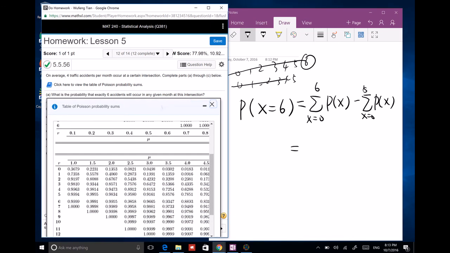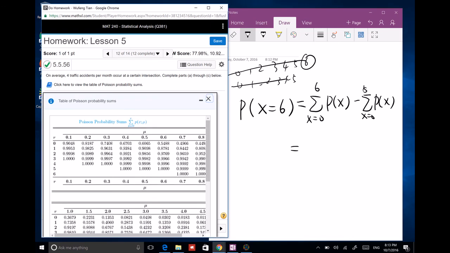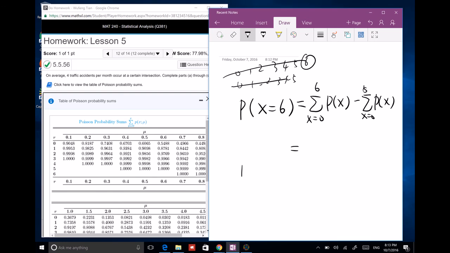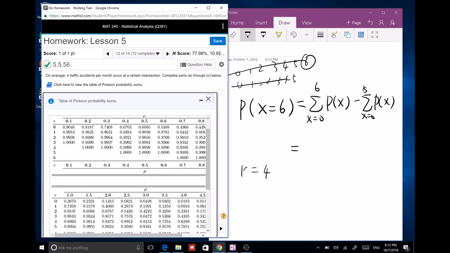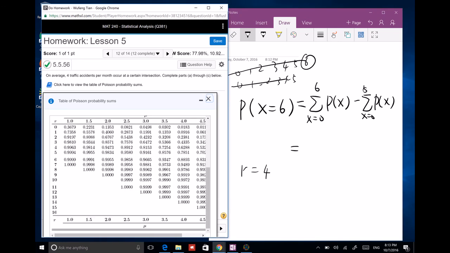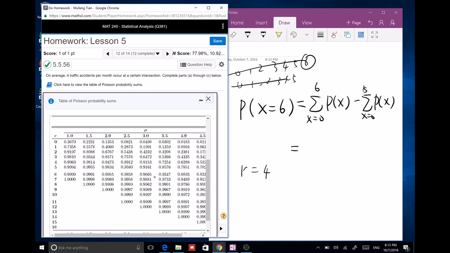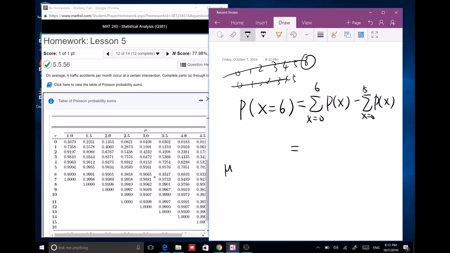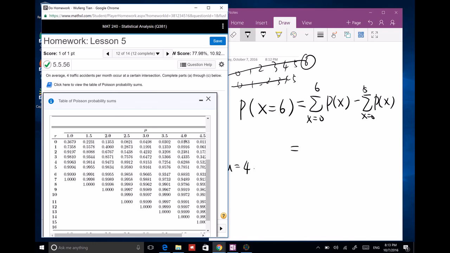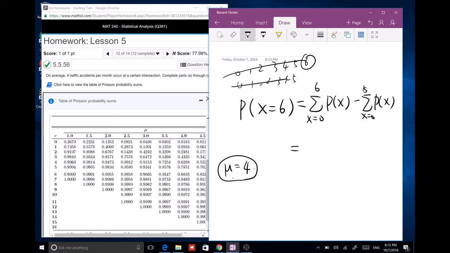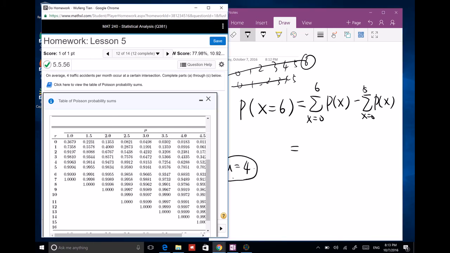It says the average is 4, which we got, the mean value is 4, so mu equals 4. Now, it says 4 traffic accidents per month, right? 4 goes to this line, mu equals 1.0, 1.5, 2.0, 2.5, 3.0, 3.5, 4.0. So that's mu equals 4. Now, mu equals 4, and what's the r? It's 6, right? Now we find 6.